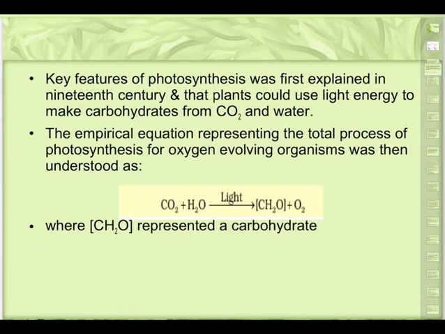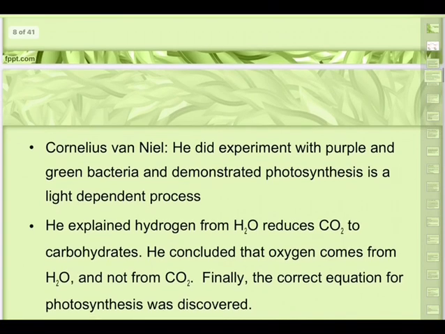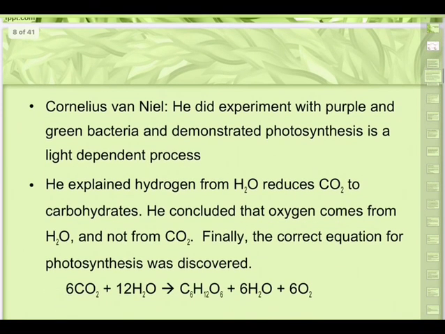So the empirical equation representing the total process of photosynthesis for oxygen evolving organisms was then understood as, of course, I have told you just now that this way of writing is not correct. At junior class it's okay, but in senior classes you should not write this way, CO2 plus H2O. I will explain to you in the next session that CO2 will never combine with H2O like this, in fact. And CH2O is a monomer, and n times it represents starch.